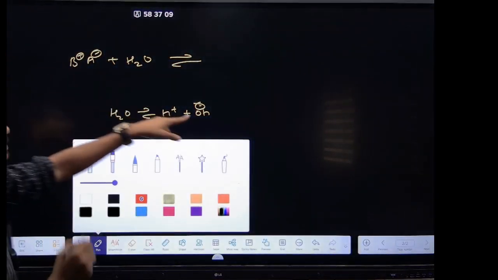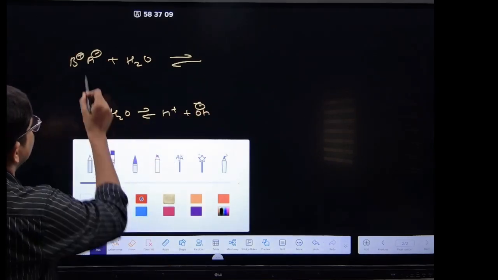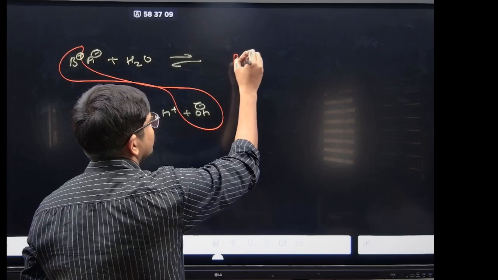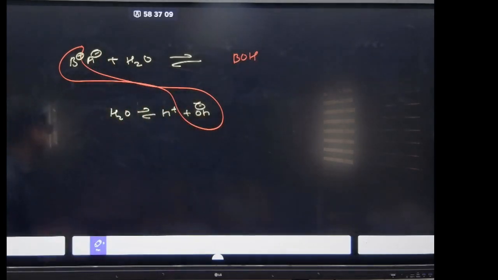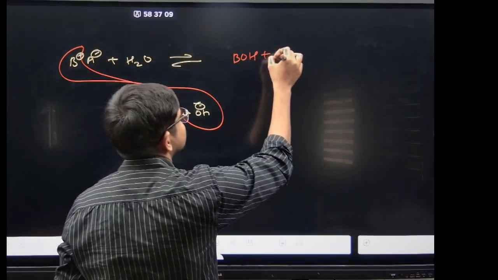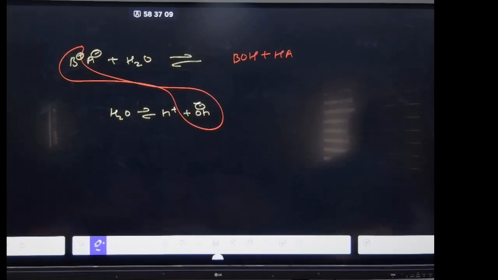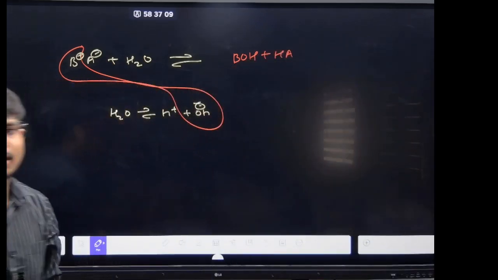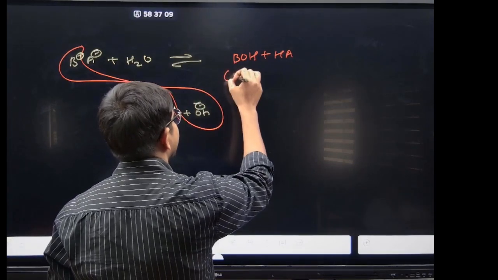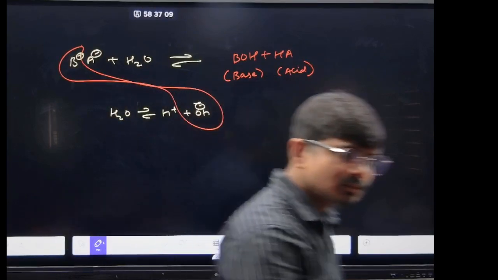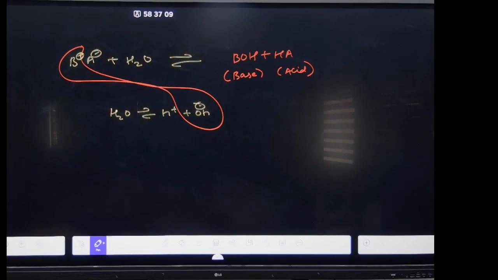So what will happen? This B+ will take the OH- to form BOH, and this A- will take the H+ to form HA. This is known as the hydrolysis of salts. Understood? Write down. So this is basically your base, and this one is your acid. Base plus the acid.